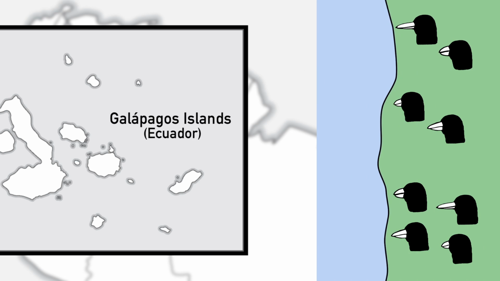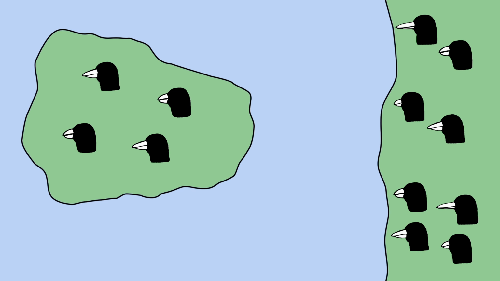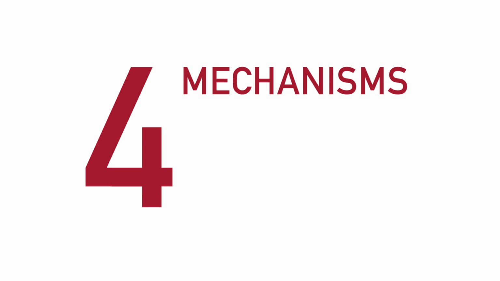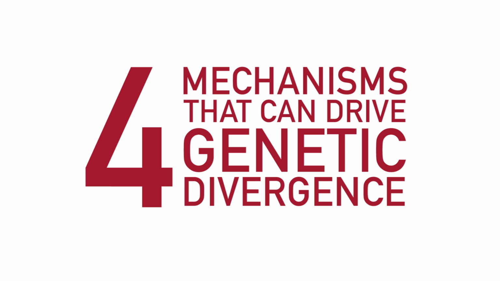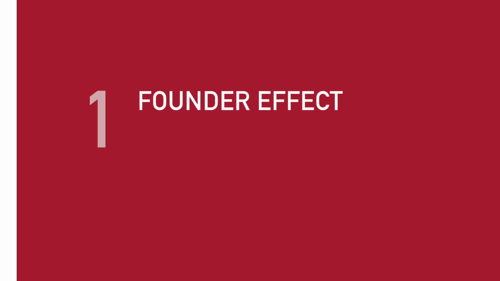Let's go back to our example. The finches have separated into an island population and a mainland population. Over time, the two populations will accumulate differences and diverge from each other. What will cause this to happen? There are 4 mechanisms that can drive genetic divergence. The first is founder effect.